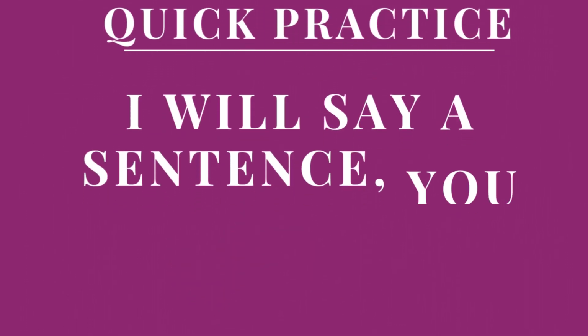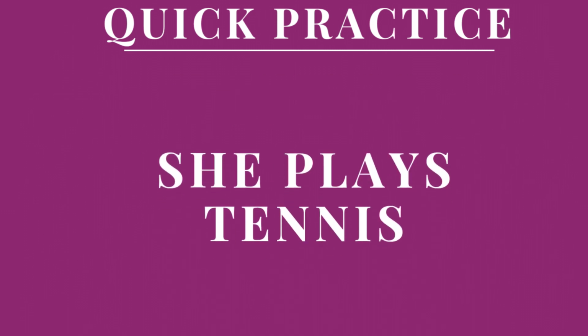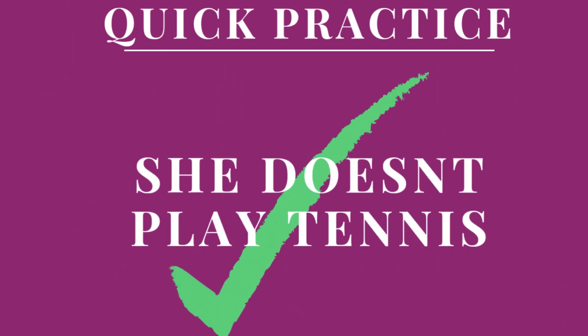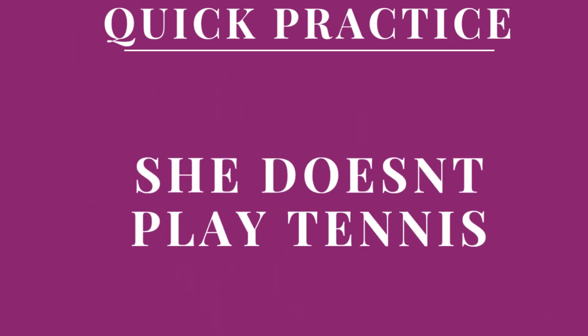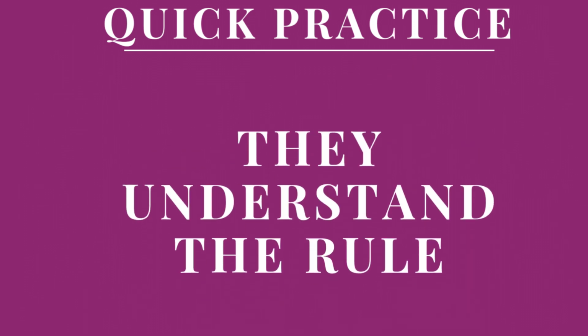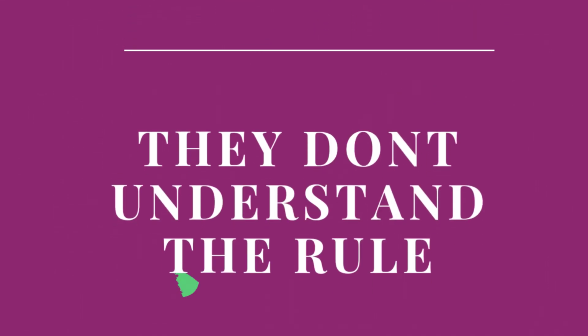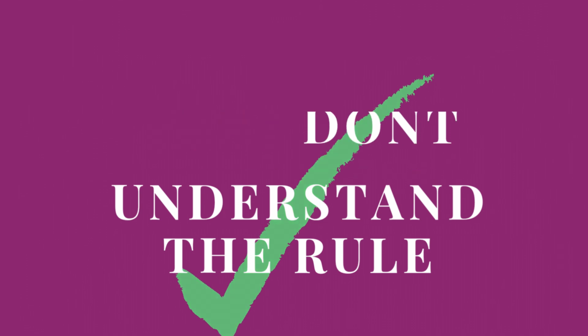Quick practice. I'll say a sentence, you form the negative. She plays tennis. Correct: She doesn't play tennis. They understand the rule. Correct: They don't understand the rule. Good job.